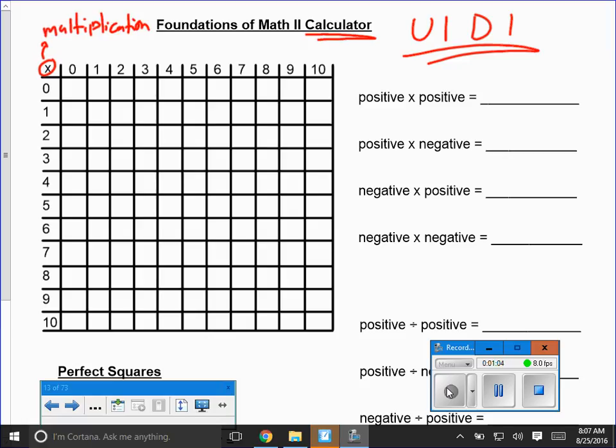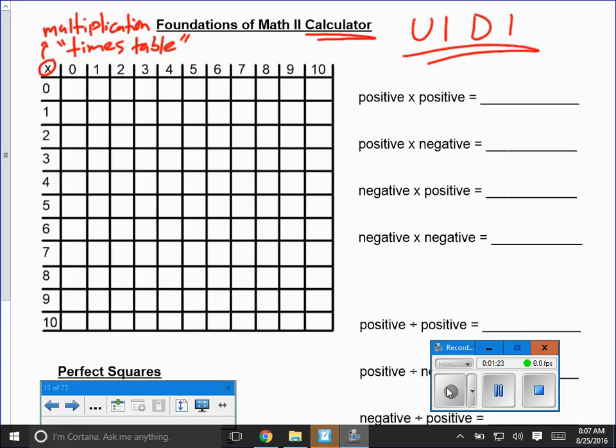So you probably remember doing this in elementary school and middle school. These are called times tables. And this will be your basic reference for any multiplication from 0 up to 10. So we'll start filling in. We'll do the easy ones first and work our way up.